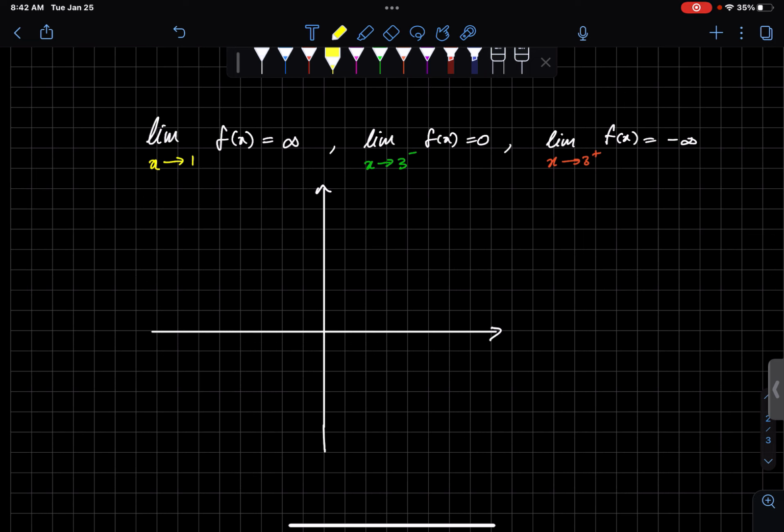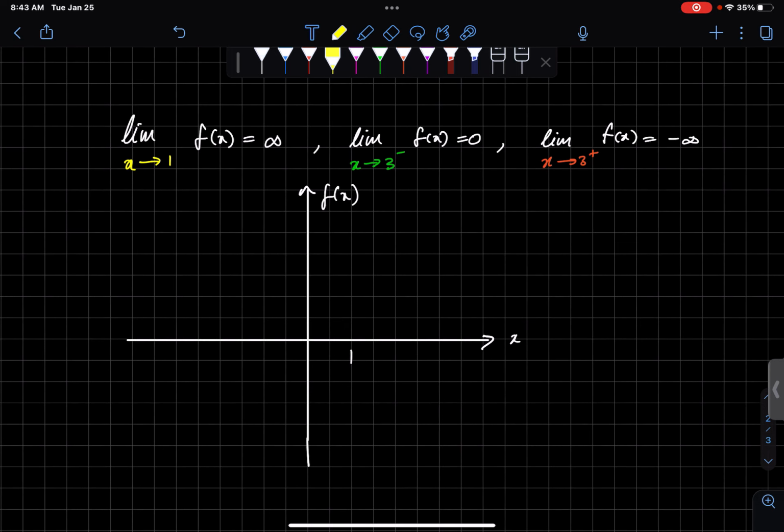We're supposed to sketch the function that obeys these conditions. So let's start with 1. Let's say this is x equals 1, this is x, and this is f of x. At x equals 1, the function has a limit as x approaches 1 from both sides. If it's not indicated with a minus or a plus as a superscript, then we should assume we're talking about the limit of the function as you approach it from both sides.